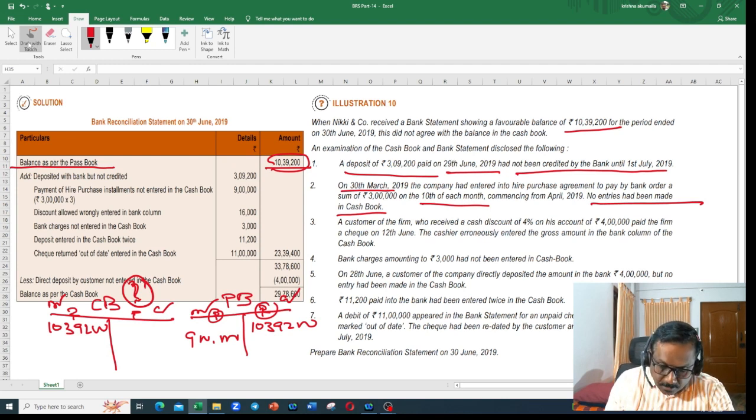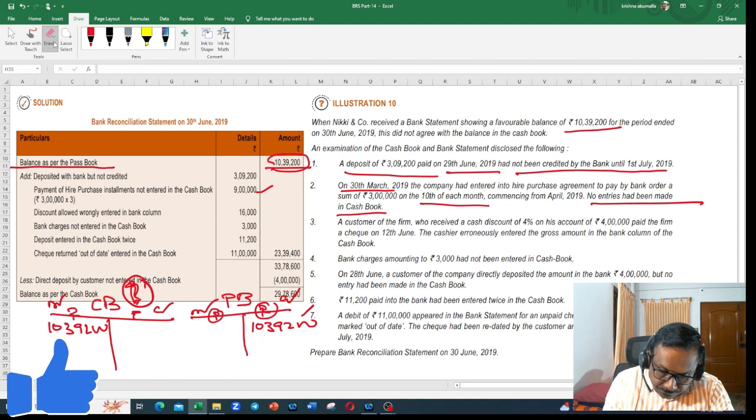Now what has happened? This passbook balance got reduced because of one credit and one debit. Passbook balance got reduced. Question mark balance, what happened? Increased. Since the question mark balance got increased, you have to add this amount, 10 lakhs. Clear so far? Right. Next, let us clean this up, then we'll go to the next one.